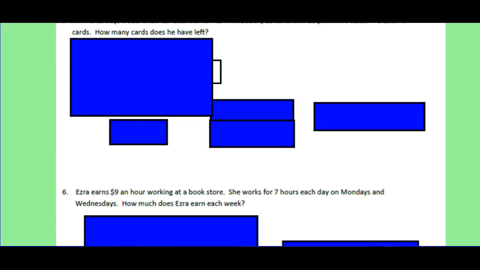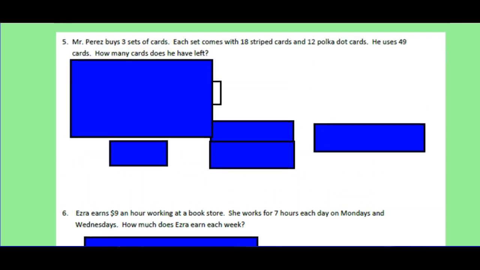Okay, moving on to the last two problems. Mr. Perez buys 3 sets of cards. Each set comes with 18 striped cards and 12 polka dot cards. He uses 49 cards, so how many cards does he have left?